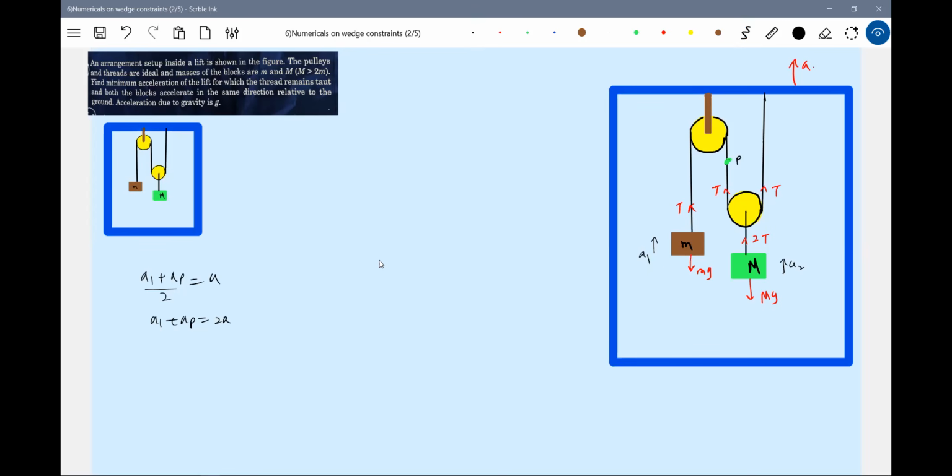Then similarly, let's come to this one. The acceleration of this point, and how it's related to the acceleration of this point. The acceleration of this part of the string is equal to the acceleration of the lift. The acceleration of point P, we don't know. The acceleration of the block, let it be A2. So therefore, AP plus A by 2 should be equal to A2. AP plus A by 2 equal to A2.